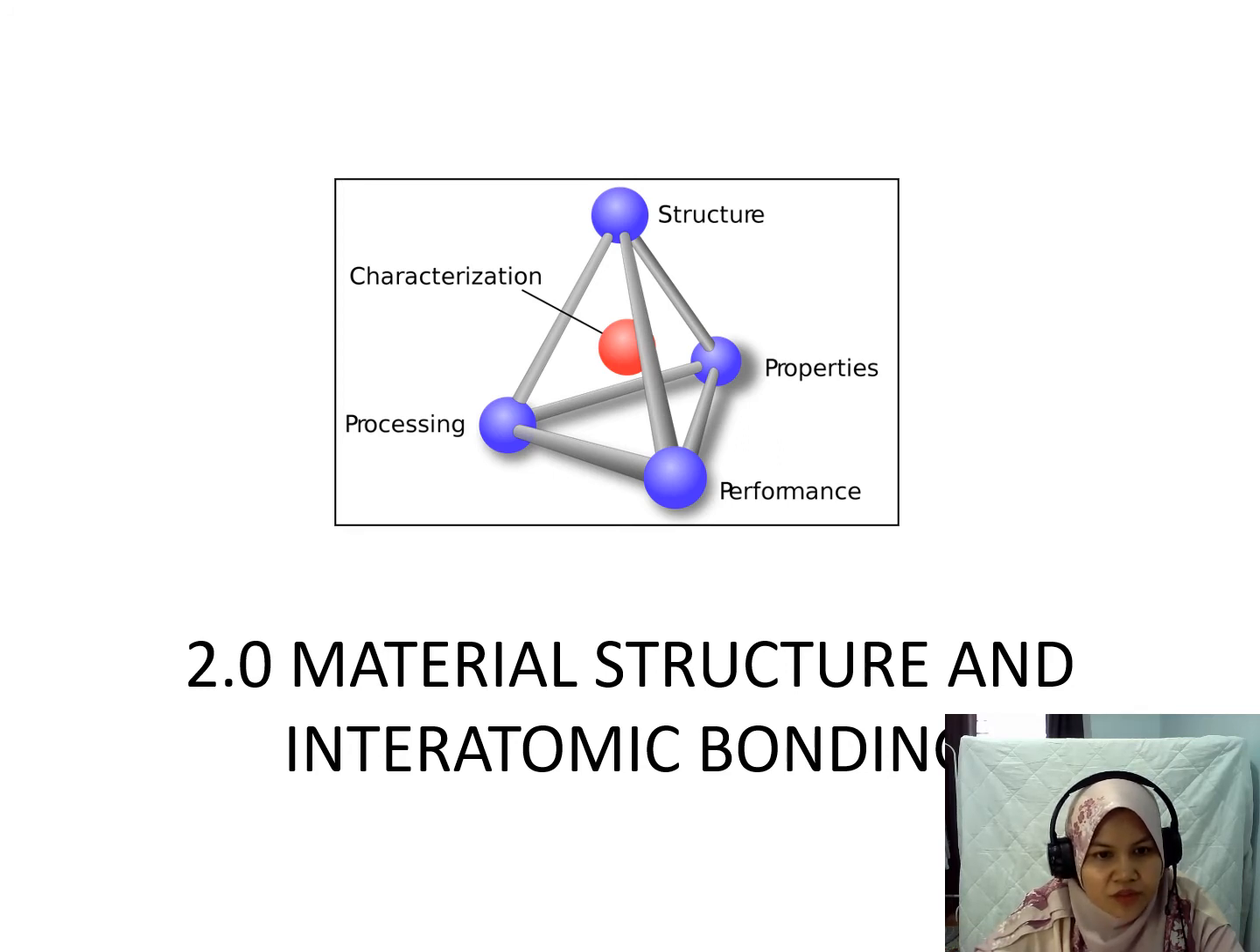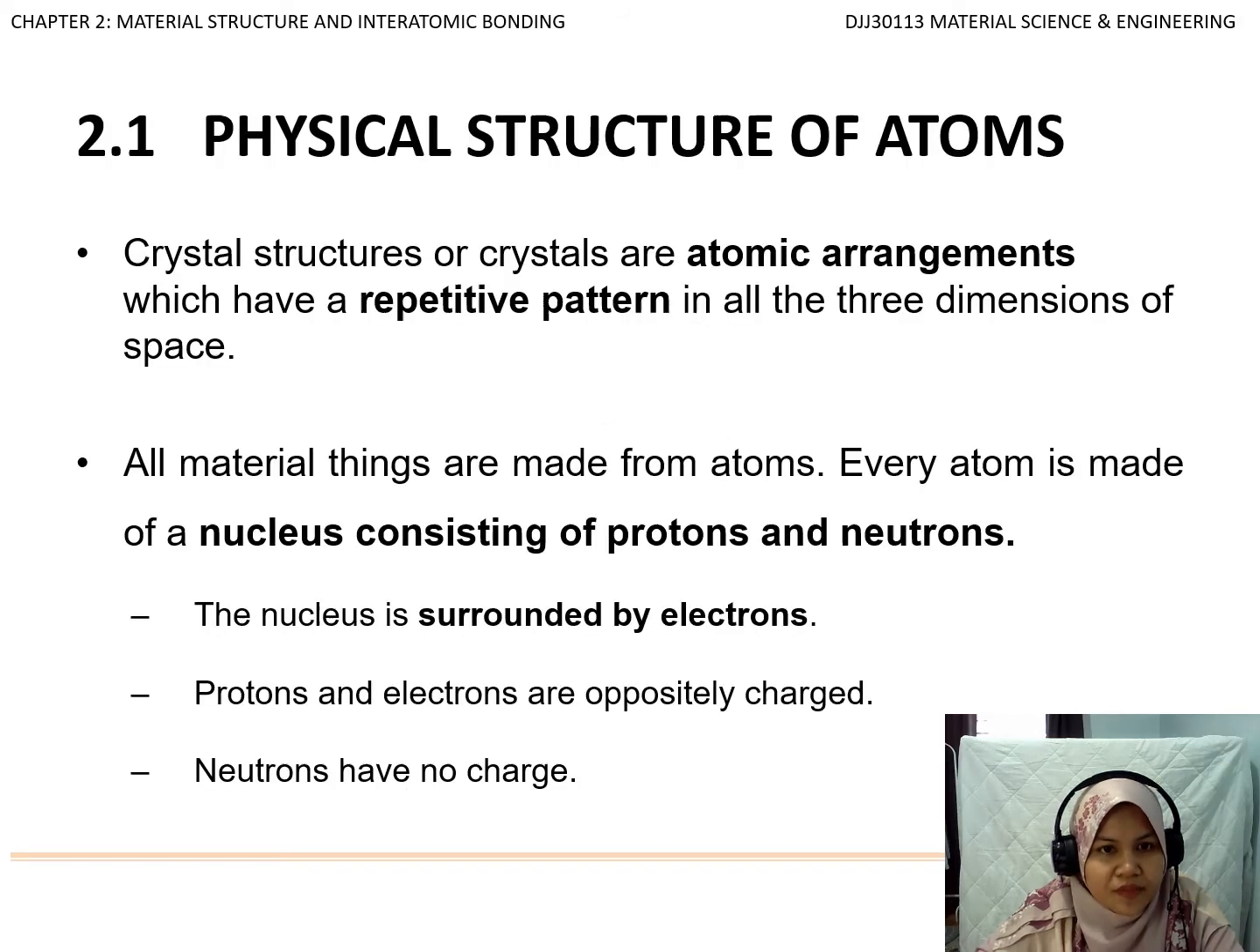For today's learning, we'll cover chapter 2, material structure and bonding. Physical structure of atoms, 2.1. Crystal structure or crystal are atomic arrangement which have a repetitive pattern in all the three dimensions of space.